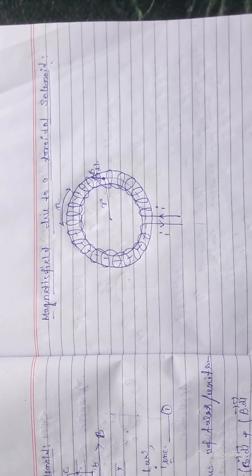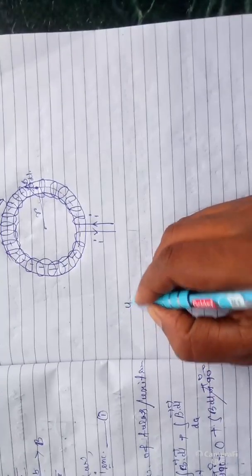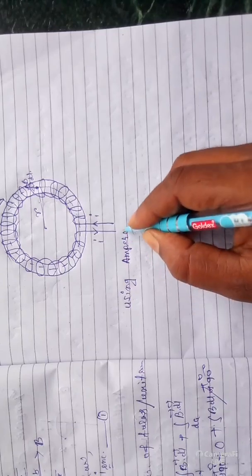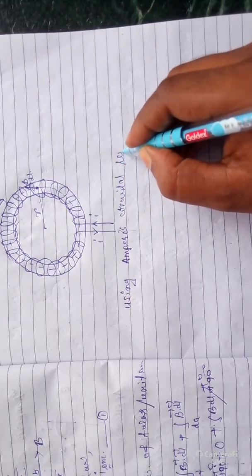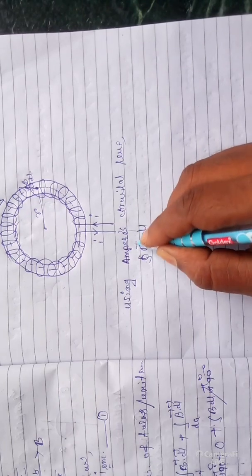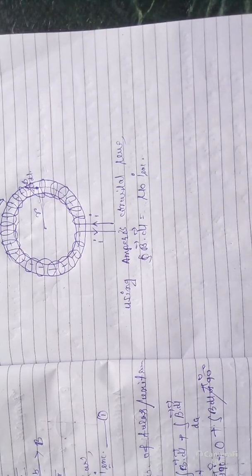Okay, so this is a toroid of radius r having small n turns per unit length, and current I is flowing through this toroid. Now similarly we will write using Ampere's circuital law. Closed integral B dot dl is equal to mu naught I enclosed, isn't it?